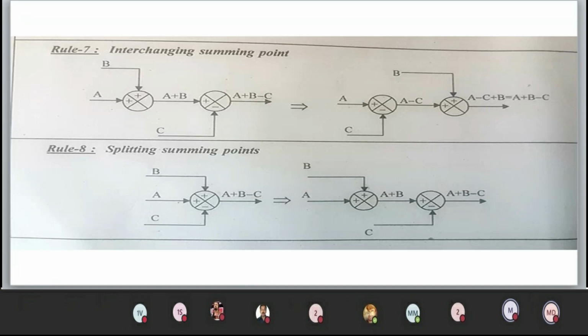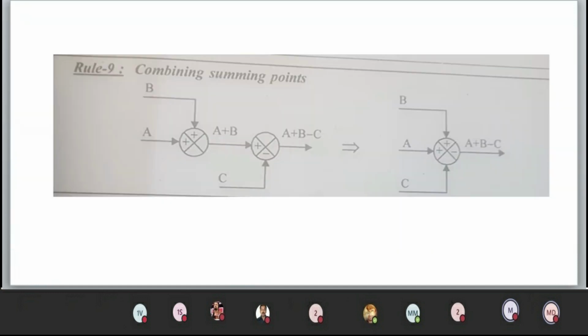Next, splitting the summing points. You can notice that A plus B minus C. Okay, so we'll be having A plus B, then A plus B minus C. What do you mean by splitting the summing points? You can notice that in the first case, you have 3 inputs. You're going to split as 2 summing points with the 2 inputs. That's all. Okay.